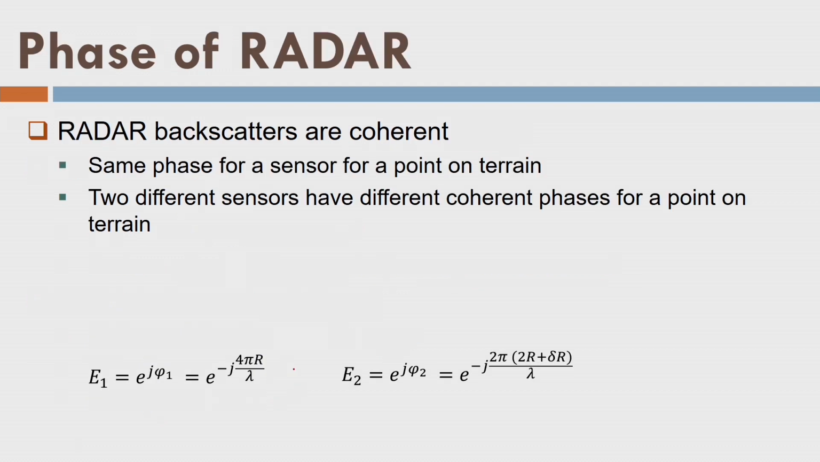Let us consider the phase of the radar. If you remember, we said that the synthetic aperture radar we are discussing in this module is only valid for coherent backscatter. That means one radar sensor throws pulses and records the backscatter, which is also coherent. Now imagine there are two radar sensors, and each is recording the coherent backscatter for one point on the terrain of Earth.